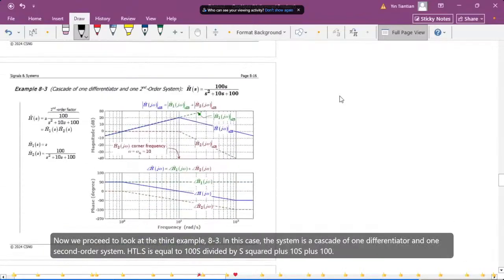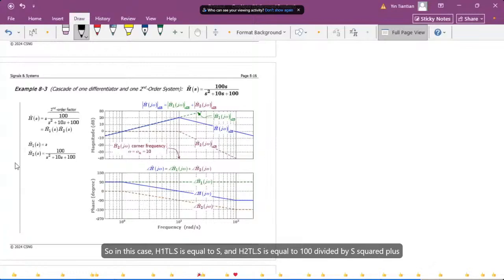Now we proceed to look at the third example, 8-3. In this case, the system is a cascade of one differentiator and one second order system. H tilde s is equal to 100s divided by s squared plus 10s plus 100. So in this case, H1 tilde s is equal to s, and H2 tilde s is equal to 100 divided by s squared plus 10s plus 100.